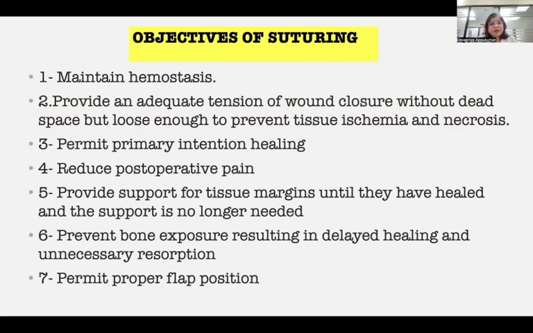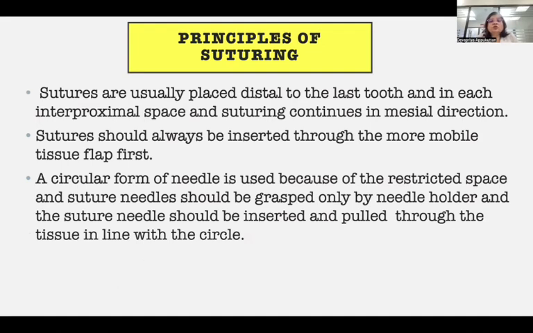Then the other objective is to support the tissue margins until they have healed, until the support is no longer needed. Then we also place a suture to prevent bone exposure that could result in delayed healing and unnecessary resorption. And we also aim at proper flap positioning. Next, we go to the principles of suturing.